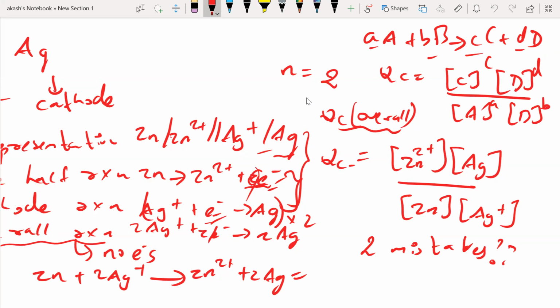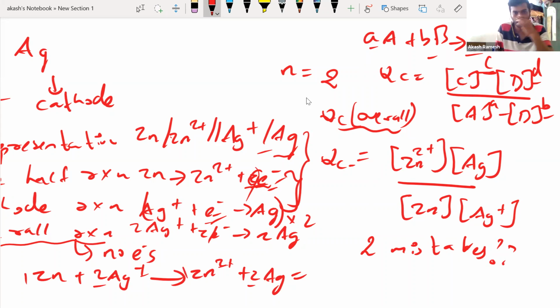What are these? Coefficients. These are what are called stoichiometric coefficients. The concentration has to be raised to the powers of their stoichiometric coefficients. So this 2 plus or 1 plus does not matter. That is a charge. What you have to see is the coefficients. Here the coefficient is 1, here the coefficient is 2, coefficient is 1, coefficient is 2. So the powers have to be raised for 2 of them. So obviously Ag plus squared will come and then Ag squared will come.